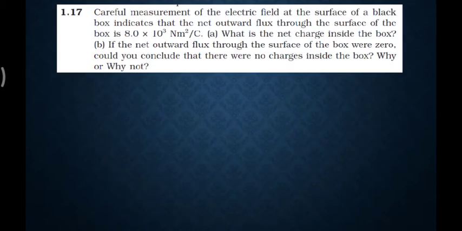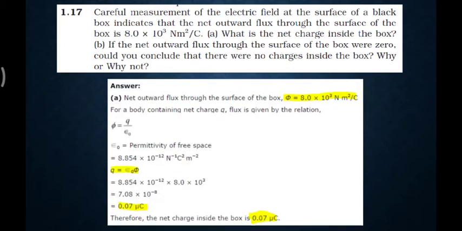Okay, let's go for 1.17. Careful measurement of the electric field at the surface of a black box indicates that the net outward flux through the surface of the box is given as 8 times 10 to the power 3. What is the A task? What is the net charge inside? Okay, we have to find the charge. We will see the B task later. The flux is given and we have to find the charge.